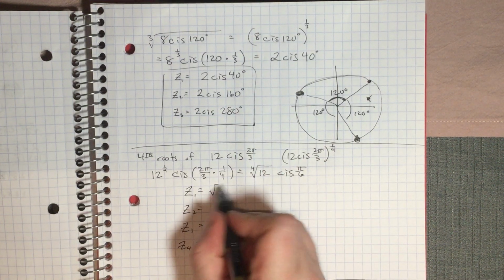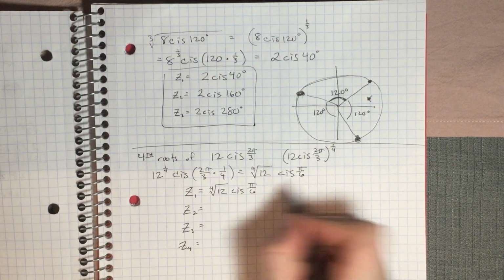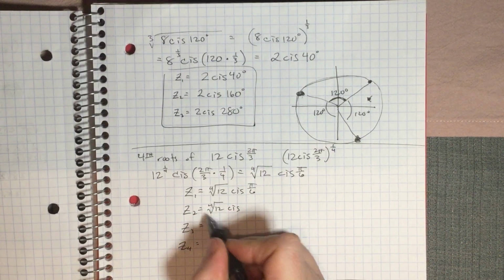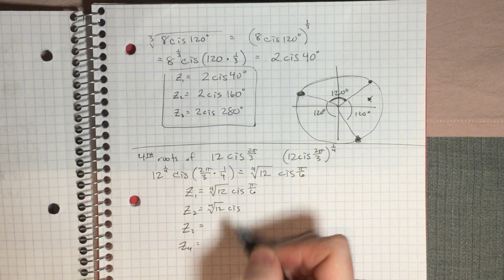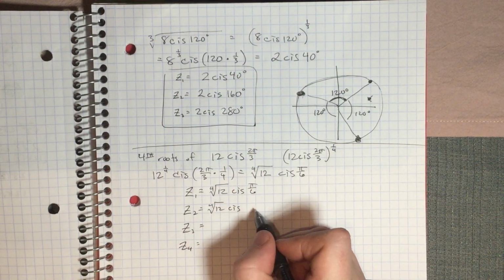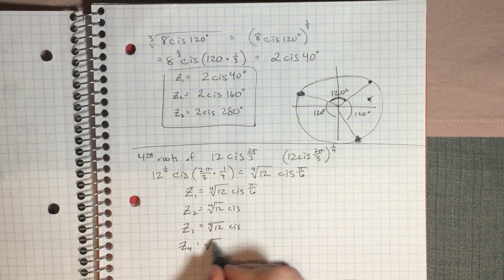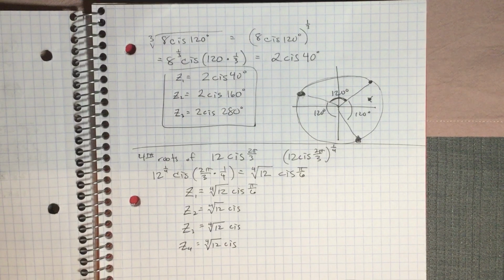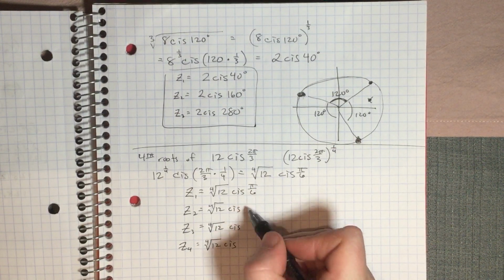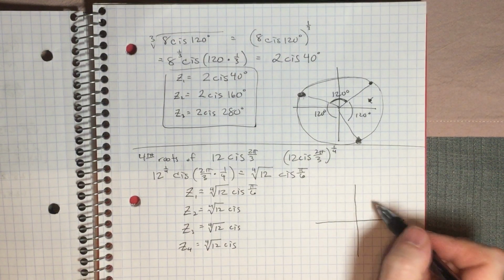The first of these fourth roots is going to be the fourth root of 12, cis pi over 6. All these other ones are going to have the same radius or absolute value. Remember, we called it that too, or modulus. The only thing that's going to be different is the angle or the argument. So they're all going to start off fourth root of 12 cis. The only thing that's going to change is the angle and what we add to that angle.